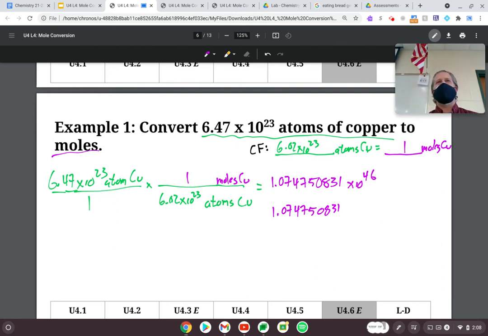So my guess is you got either one of these two answers. If you got one of these two answers, it means you plugged it into your calculator correct, or you plugged it into your calculator incorrect. My guess is that if you got 1.074750831 times 10 to the 46, you plugged it into your calculator incorrect, but I believe that's probably the number that most of you got. Don't you have to do that thing where you press E or something?